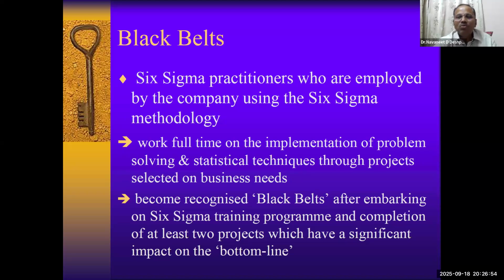It is left to the people who are implementing it, because ideas are generated, and then some people work full time on the implementation of the problem, because a core committee will be formed and statistical techniques applied to the project on a selected basis. Those who are interested can acquire these certifications and become recognized as black belts after embarking upon the Six Sigma training program and completion of at least 2 projects, which will have significant impact on the bottom line. They will see improvement.